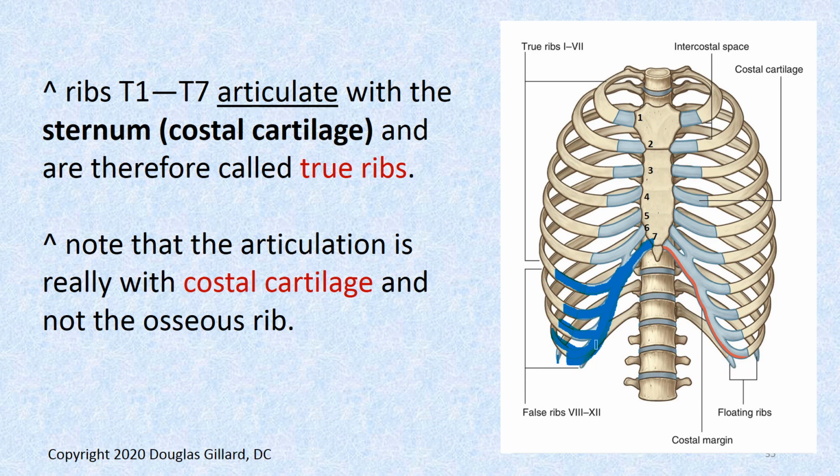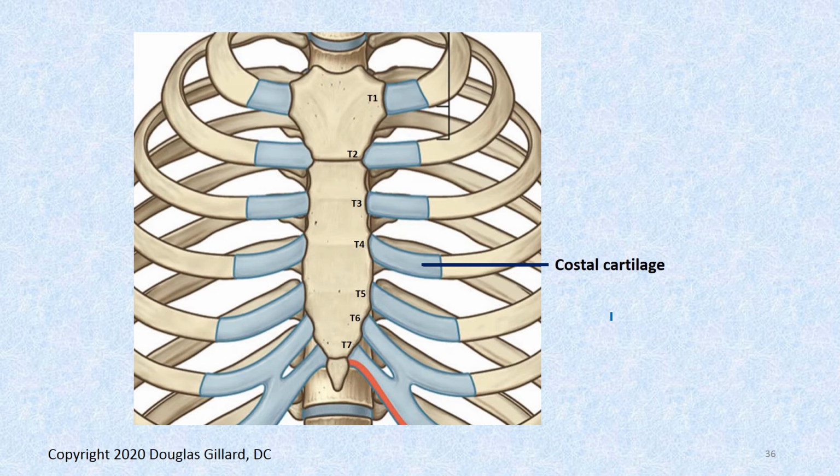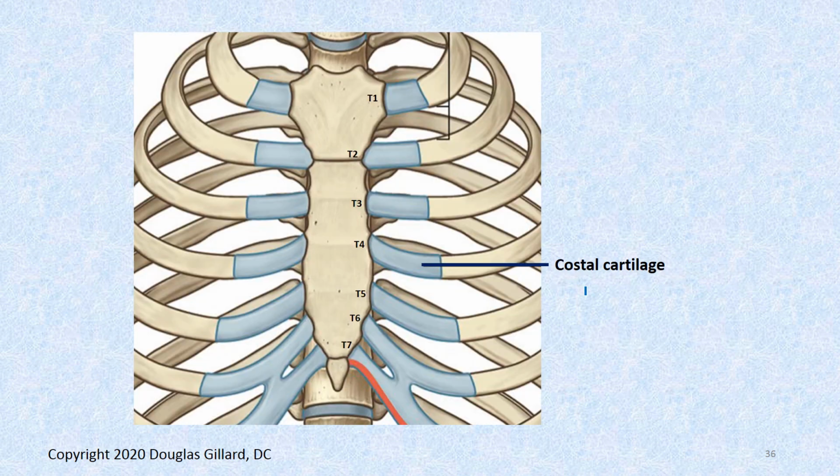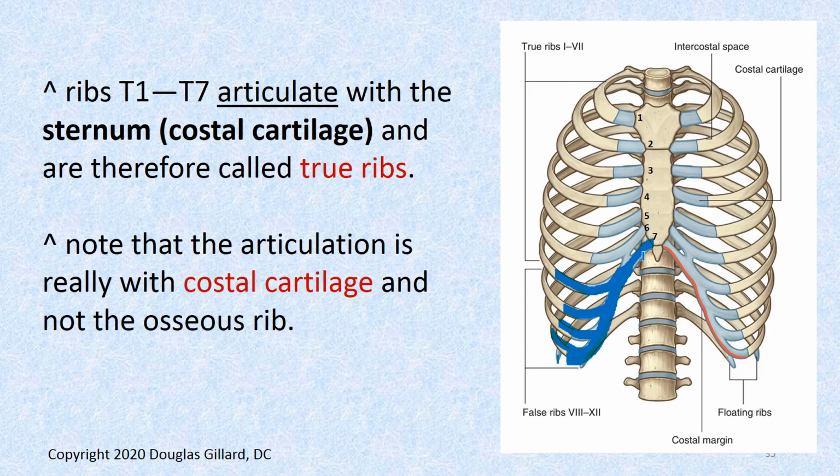So a great question is, who makes up that costal margin? I got ahead of my slides. So costal margin, ribs 8 through 10 form a single strip. And that's called the costal margin. It separates the abdominal from the thoracic cavity. Costal margins morph into the costal cartilage of T7. Let's see that. See how there's T7's costal cartilage right here?